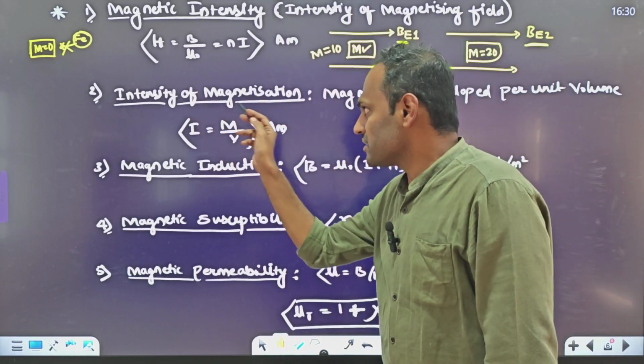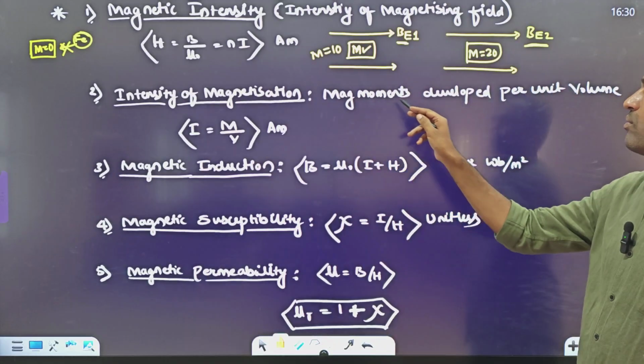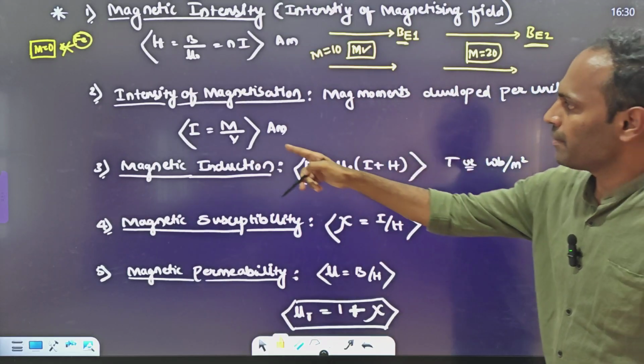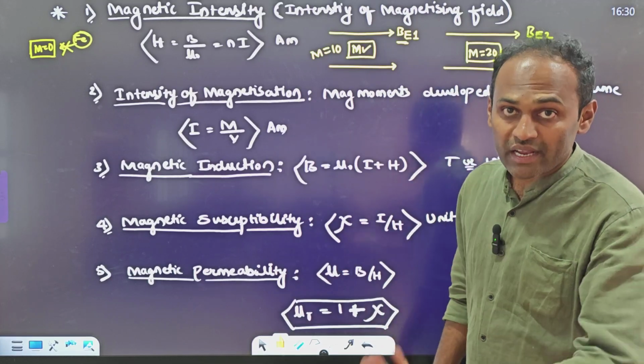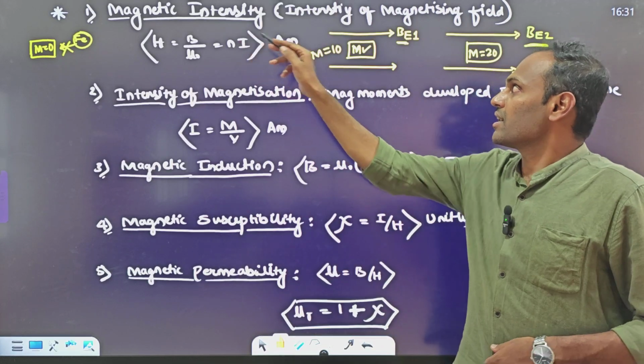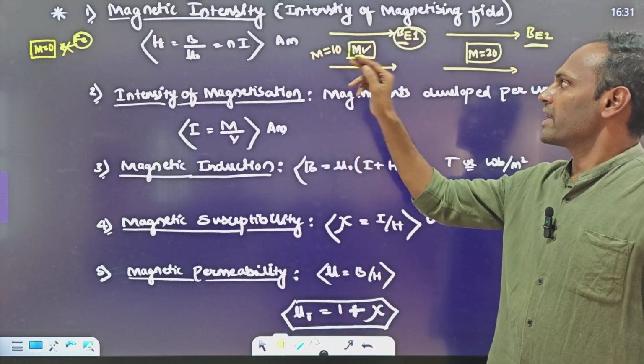Second thing, intensity of magnetization. Intensity of magnetization is magnetic moments developed per unit volume. How much it has got magnetized. That is the term related to the material, and the other one is the term related to the field.